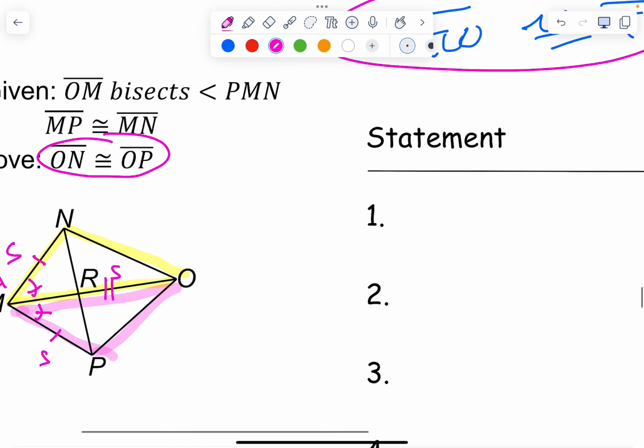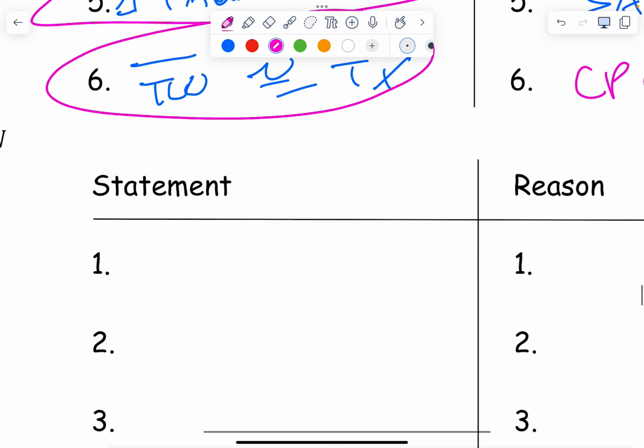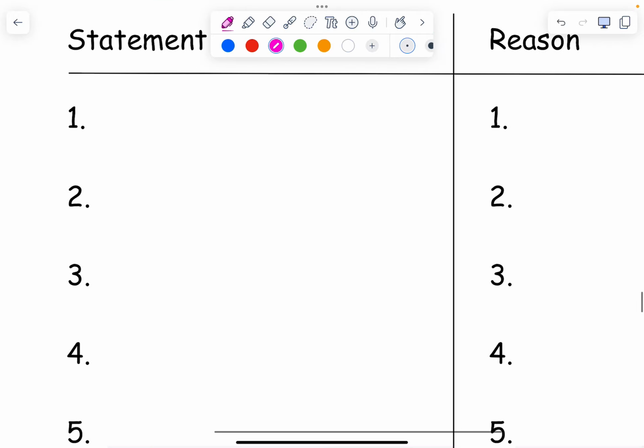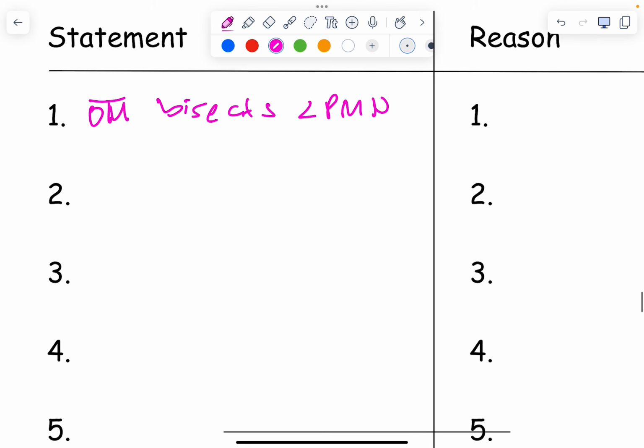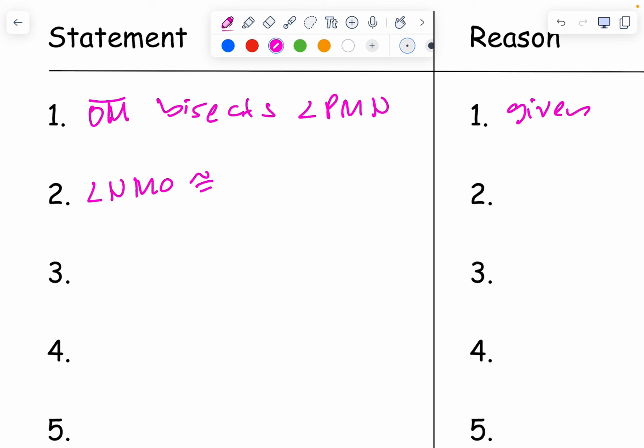All right, so when I call on you, give me the givens. Okay, Jackson, the first given is what? OM bisects angle PMN. Good. And Jackson, what's the reasoning for that? Wonderful. And now I can say the angles are congruent. Now for the angles, I can't say angle M. I need to be very specific. So if I say angle NMO, Noah, can you give me the other angle? PMO.